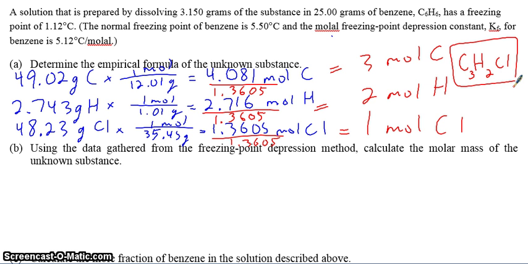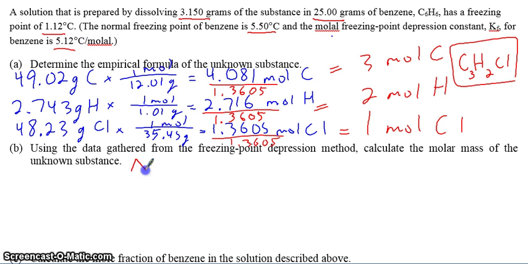So pretty standard little calculation. Then part B asks us to get the molar mass of the unknown substance. We're going to use the numbers from up here. So we're told that we dissolve 3.150 grams of the substance in some benzene. This is going to be our solvent, and get a freezing point of 1.12. Now the normal freezing point is 5.50, and the freezing point depression constant is 5.12. All that information will be needed.